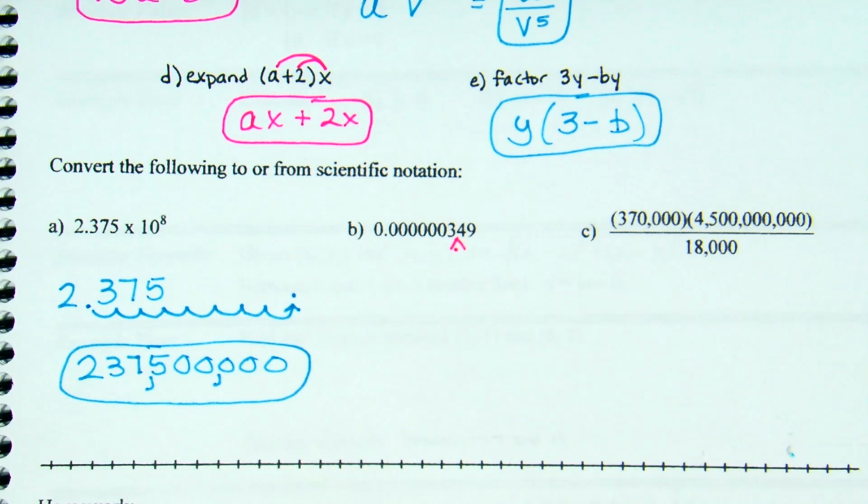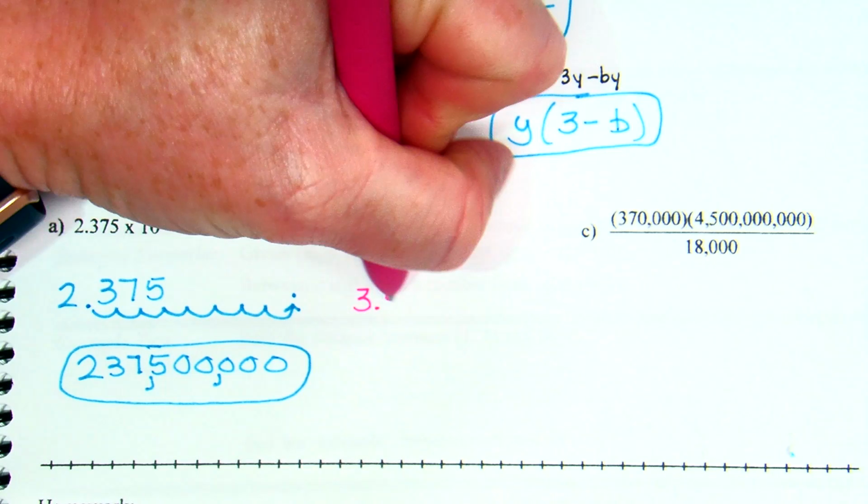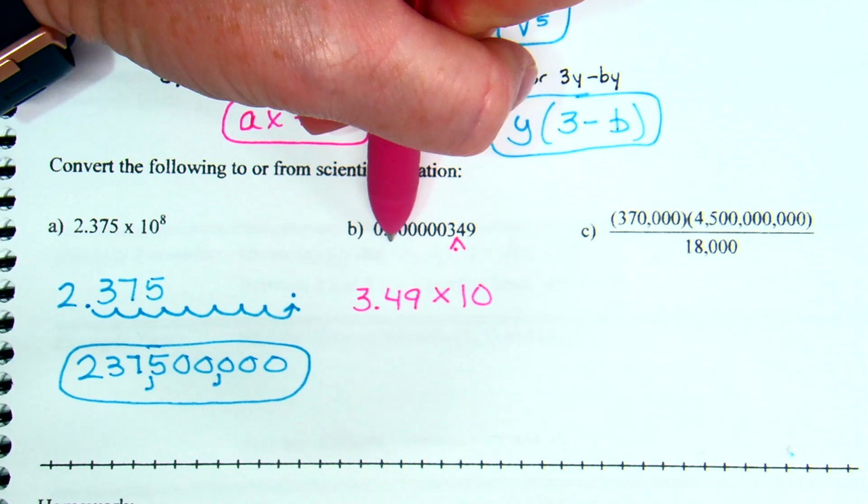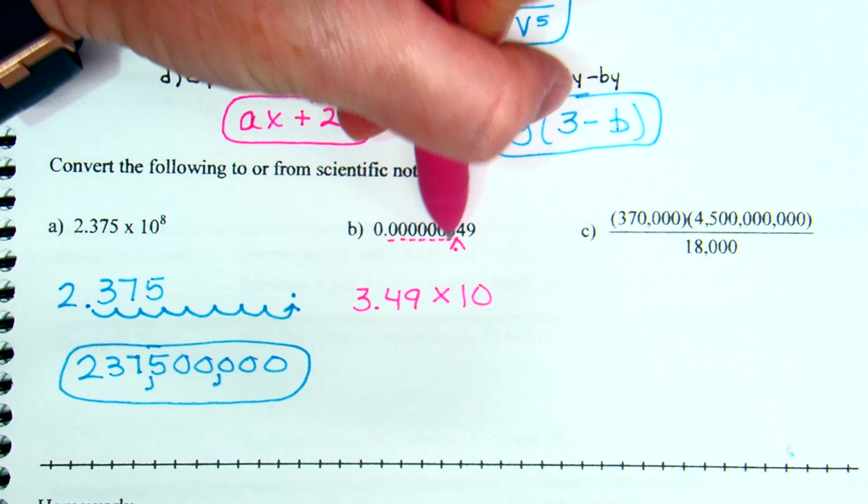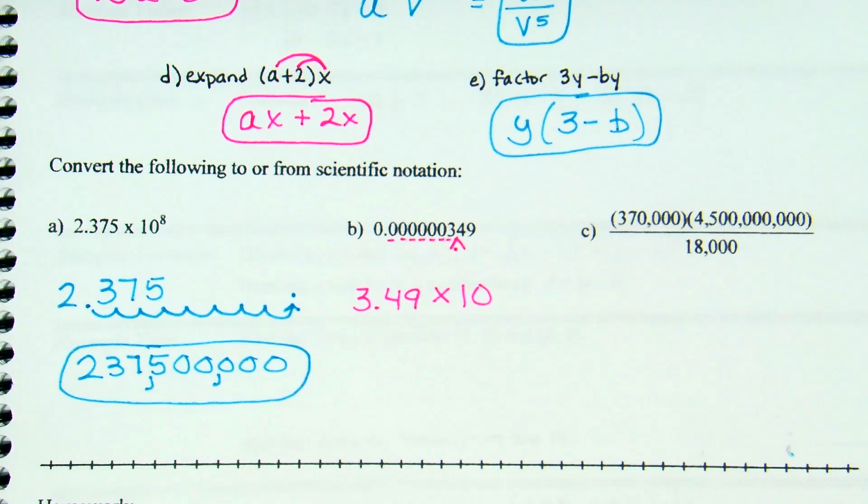How do I make 349 a number between 1 and 10? So to make it a number between 1 and 10, it's going to be 3.49. And then we're going to say 10 to some power. Whitney counted 7. Yeah, there are 7 digits between the two decimals, is what I say. So if there's 7 digits between the two decimals, it is a 7. I personally say because this was a decimal, a small number, it's a negative exponent. I don't try and teach left and right at this point just because, which way are you moving? Are you moving from the old?